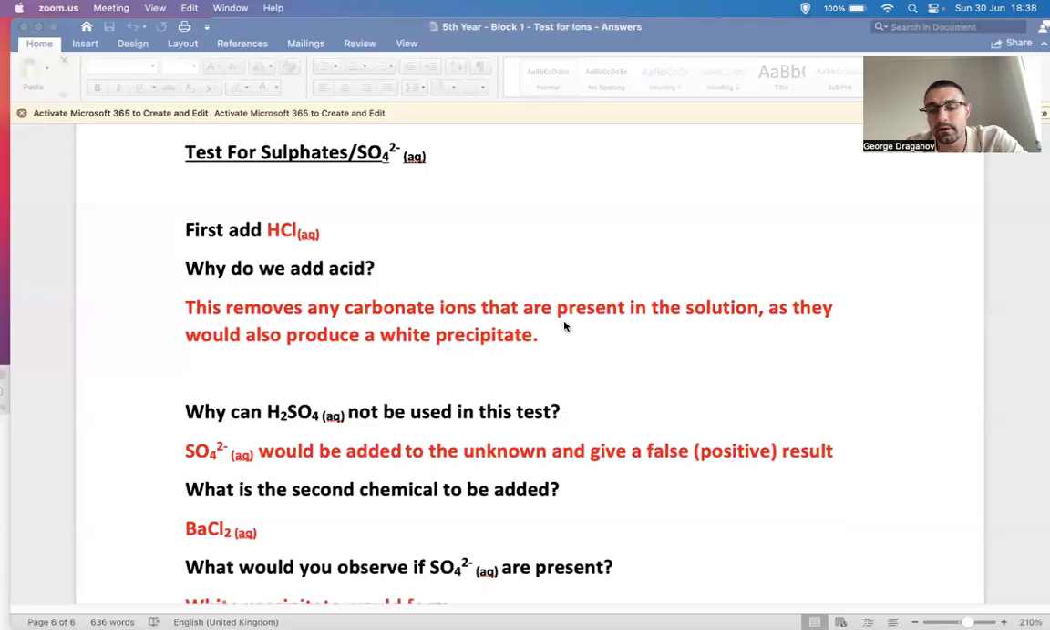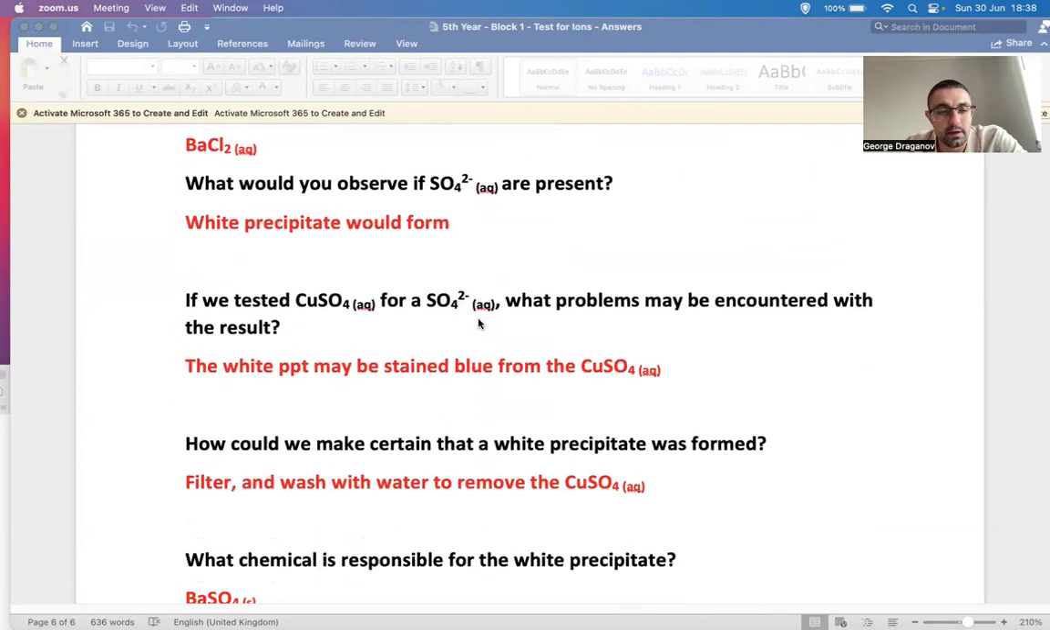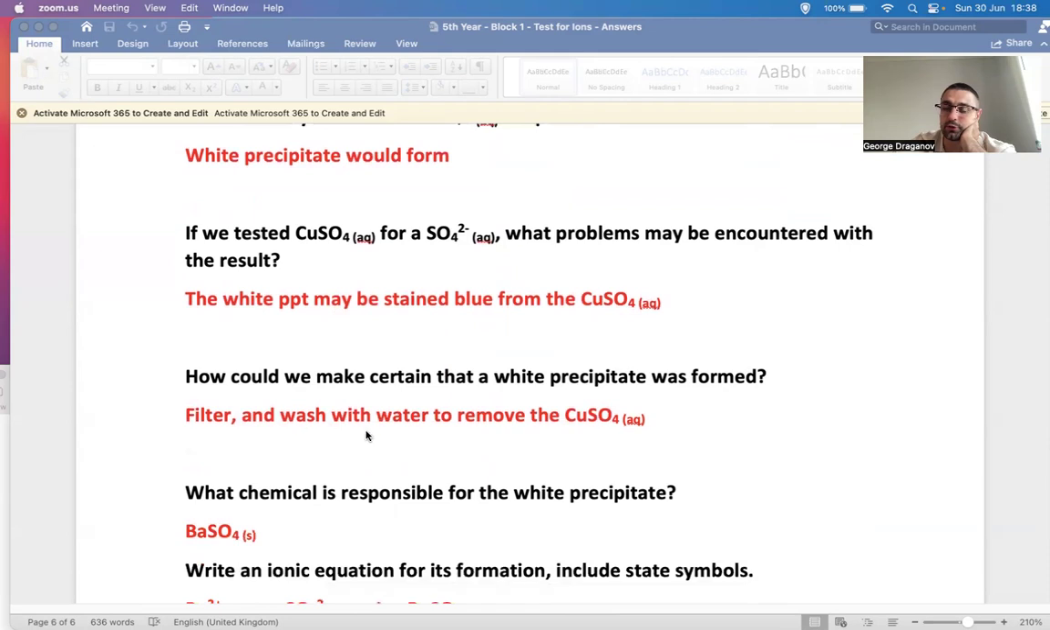So that's that. If we tested copper sulfate for a sulfate, what problems might be encountered with the result? Well, the white precipitate that you get of barium sulfate might actually get stained blue, because copper sulfate solution is blue. So to make sure it's white, you could filter and wash it with distilled water to remove any copper sulfate impurity and make sure you have a white precipitate.